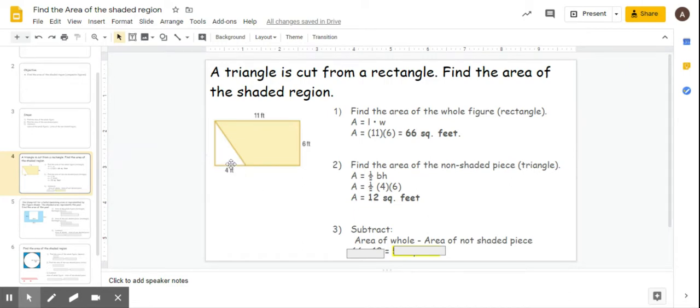So now that you know the area of the triangle is 12, the area of the whole thing, sorry, not just the shaded, the area of the whole thing is 66, right? The area of the triangle is 12. So then you would take the area of the whole thing, which is 66, and you subtract 12 to get the leftover of 54 square feet. Right? So in other words, if you took this whole rectangle and then subtracted this triangle's area, you will get the area of the leftover trapezoid.